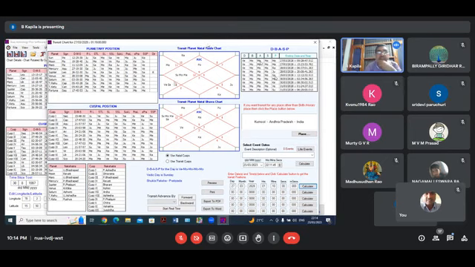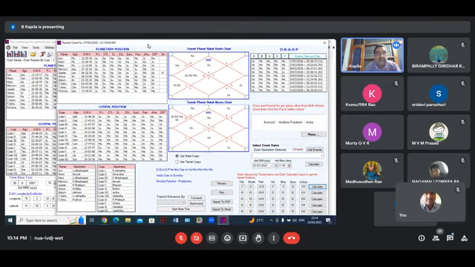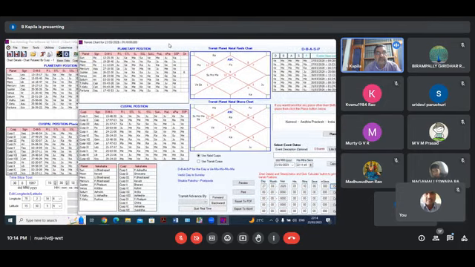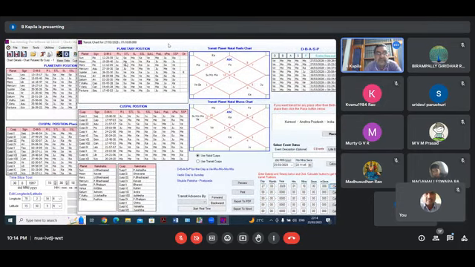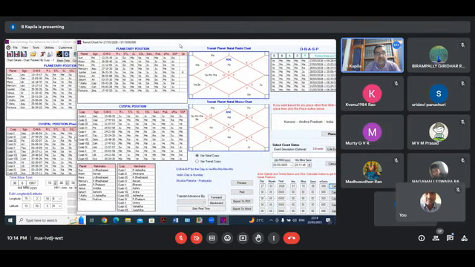Okay. Now the next point here, which is important one, is for the event of marriage to happen. Now, what is important is that the moon star lord should be linked to the 7th cuspal sub-lord. Am I right? Yes, sir. Moon star lord has to be linked to 7th cuspal sub-lord. And what is 7th cuspal sub-lord here? It is moon.